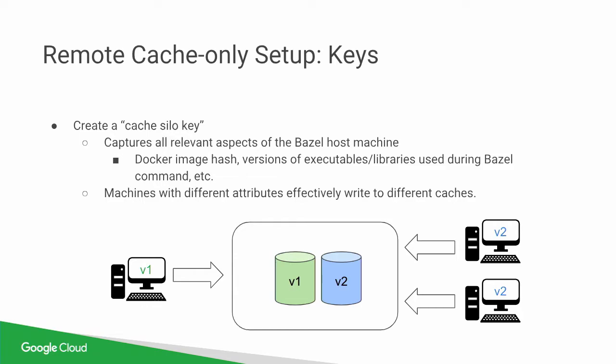For starters, you can actually just use a number, and if something breaks, then you can increment that number, and you get a fresh silo. As you can see from this diagram, the way this actually works is that it creates essentially an entirely separate remote cache. So systems that use one key write to one cache, systems that use another key write to a different cache. And that way you don't get any cross-contamination or someone polluting a cache with an invalid artifact.